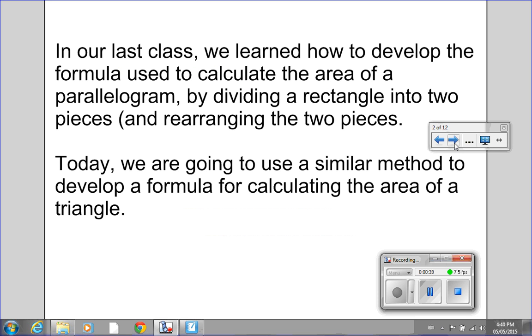In our last class, or last video, we learned how to develop the formula used to calculate the area of a parallelogram by dividing a rectangle into two pieces and rearranging the two pieces. Today, we are going to use a similar method to develop a formula for calculating the area of a triangle.